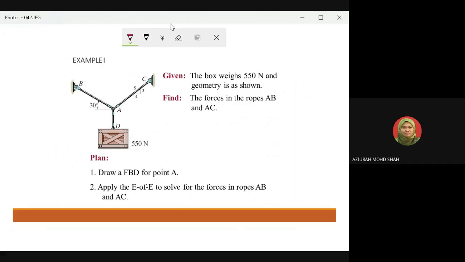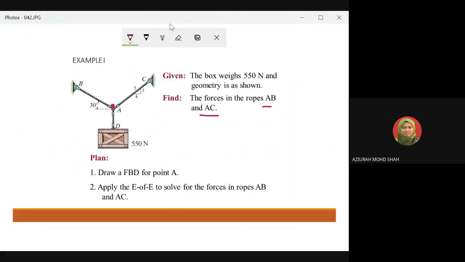First thing of course, you have to draw the FBD for point A. Why point A? Kenapa point A? Kenapa tak boleh lukis FBD dekat point B? Kenapa tak boleh lukis dekat point C? Alright, sebab nak support. Okay, sebabnya adalah you want to find force AB dengan AC.